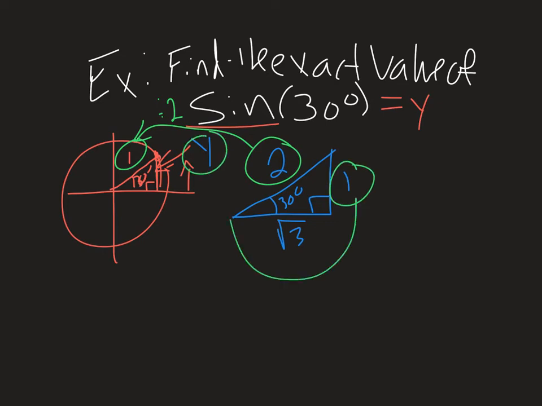How do I get from 1 to y? Well, both of these are similar triangles, which means if I divide this one by 2, I should be able to find the height. So this is telling me that y is equal to 1/2, or 0.5. And since we know that the sine of 30 is equal to whatever that height is, we can say that that is the exact value of our trig expression. So the sine of 30 is equal to 1/2.